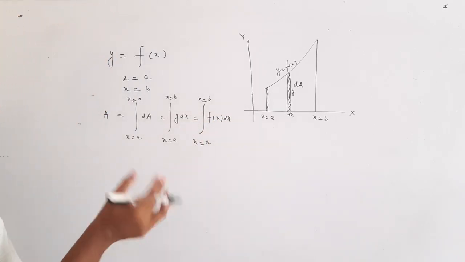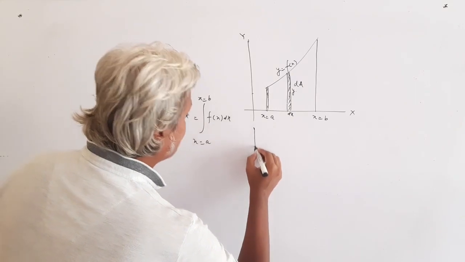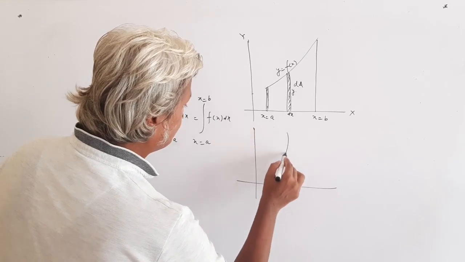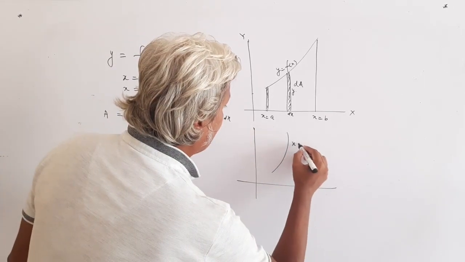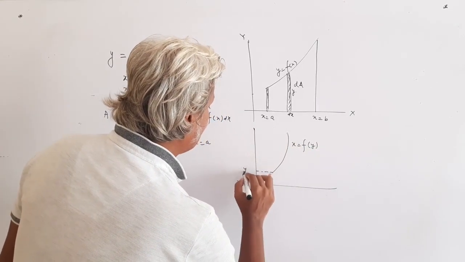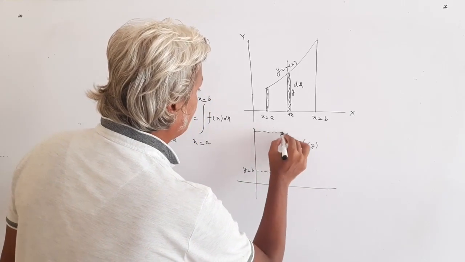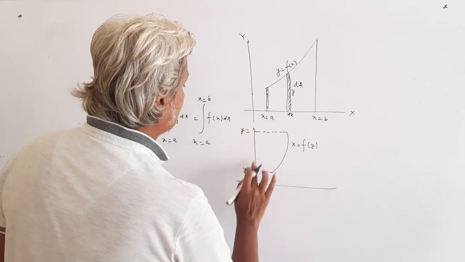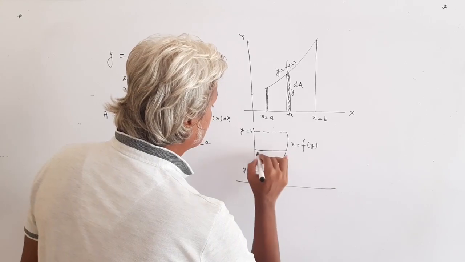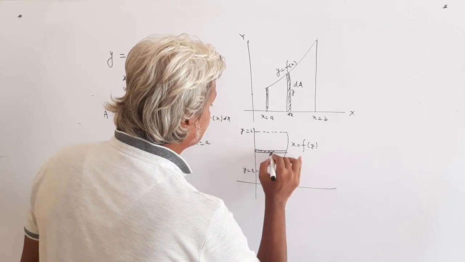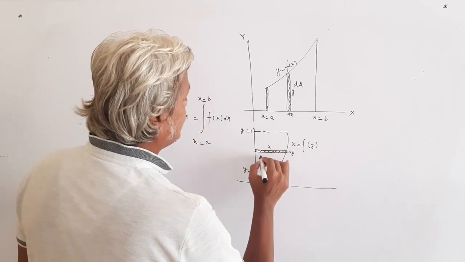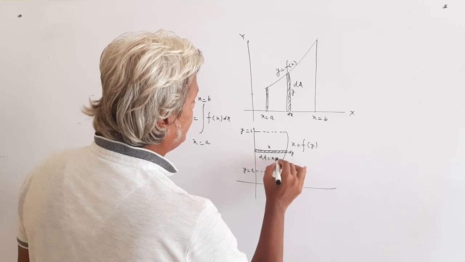of f(x) dx. There is another possibility that your graph is like this, starting from here. Suppose the graph goes like this, and this is for x equal to f(y), with y going from a to b, and then my strip goes like this. So its length is x and its thickness is dy. So its area dA will be x dy.